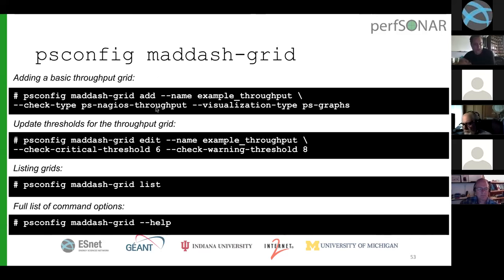So this one's PS Nagios throughput, which runs the standard perfSONAR Nagios throughput command that has backed MaDDash since its inception. And for the visualization type, there's this plugin called PS Graphs, which generates URLs for the standard perfSONAR line graphs that you've probably all seen.